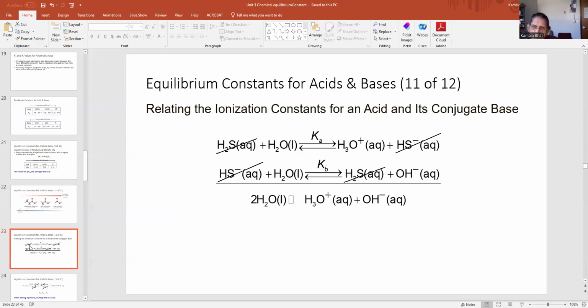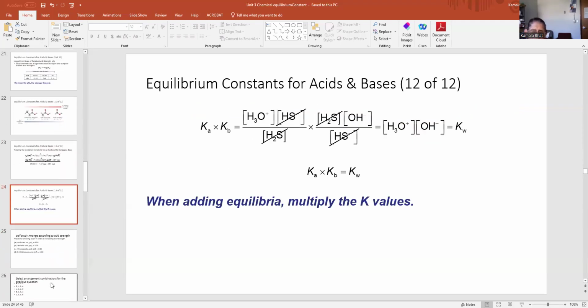The second question is this: if the Ka and Kb of the same acid and its conjugate base are taken, then what is the result of the reaction or the ionization? We find that when you do that for the same acid and its conjugate base, the product is water, and therefore we get an important relationship: Ka times Kb is equal to Kw. When adding equilibria, you multiply the K values.